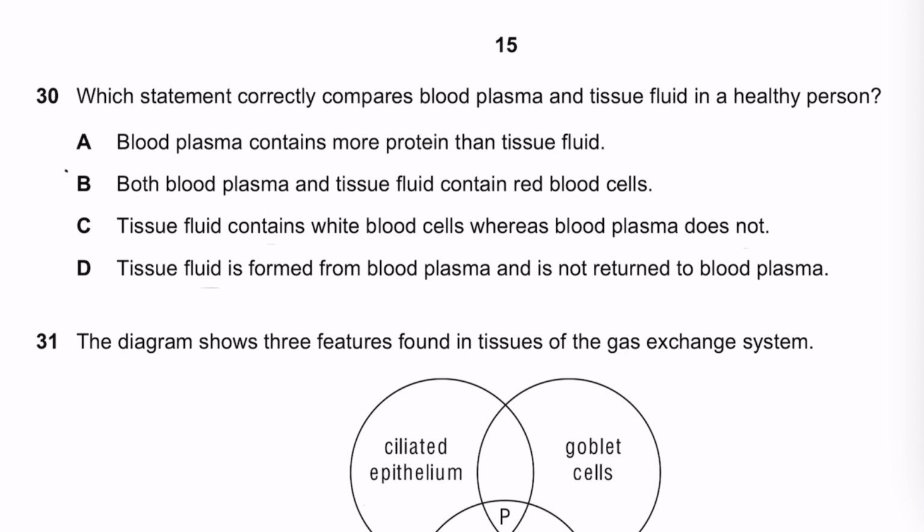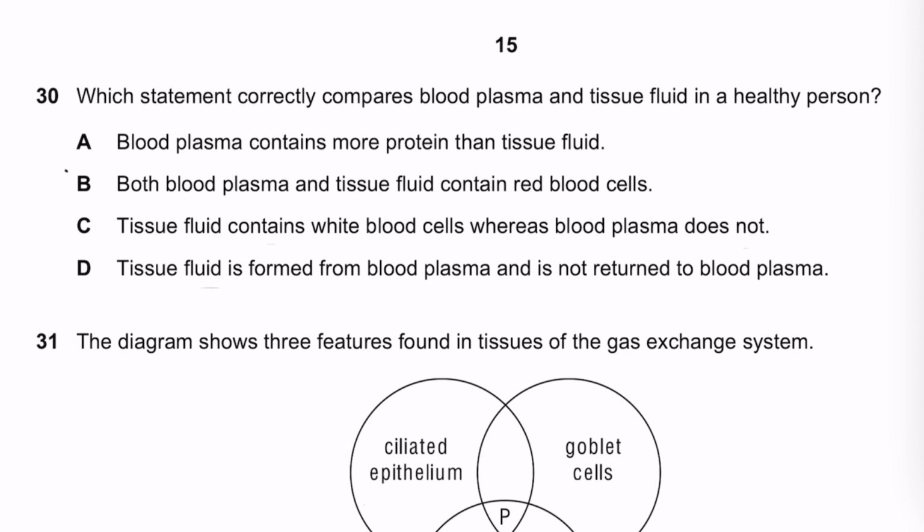Both blood plasma and tissue fluid contain red blood cells. Actually, neither of them contain it, because blood consists of blood plasma and red blood cells, meaning red blood cells are not part of the blood plasma, which is a common mistake people make, thinking that red blood cells are part of the blood plasma.